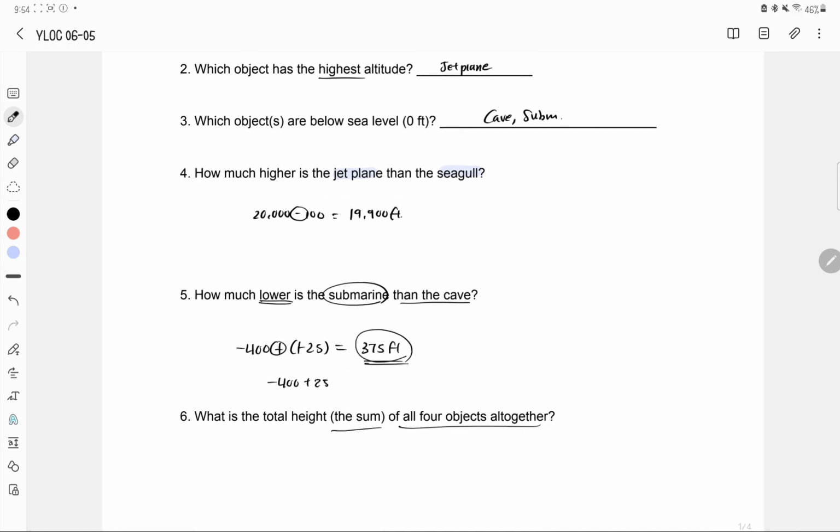Sum of all 4 objects: you just have to add all the numbers. Plus -400 plus -25 plus 100, and it's going to be 19,675 feet.